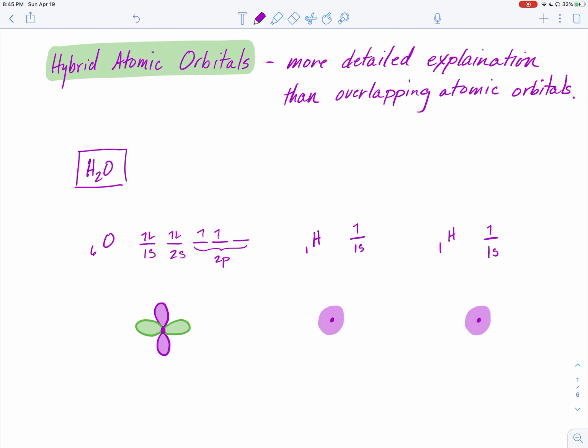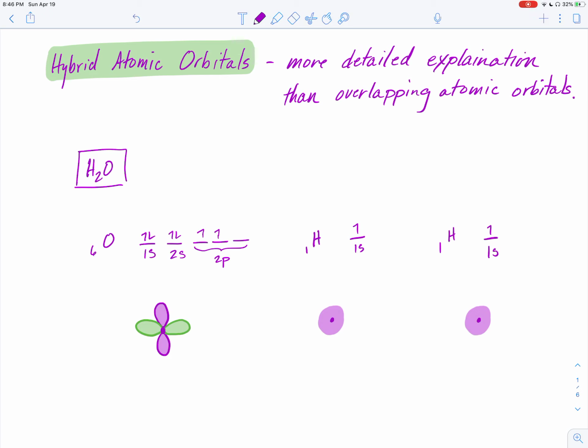In this video, we're going to look at a concept called hybrid atomic orbitals. The reason why we're going to discuss hybrid atomic orbitals is because in the formation of a covalent bond in previous videos, we've looked at the overlapping of atomic orbitals. However, there is more detail needed to explain how some covalent bonds, and the orientation that these bonds are created in molecules, are done that overlapping of atomic orbitals can't fully explain.